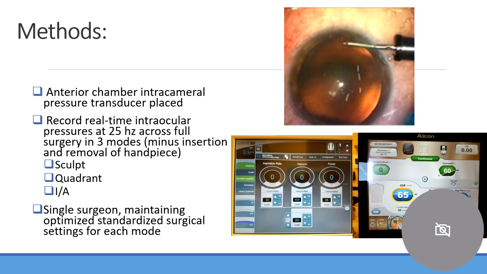We placed a standardized intracameral pressure transducer into the anterior chamber of 30 eyes in 15 patients undergoing sequential bilateral cataract surgery. We used single surgeon optimized surgical settings in each system in contralateral eyes. We recorded IOP at 25 Hz during all three modes of sculpt, quadrant, and IA, minus the variations during handpiece insertion and removal.